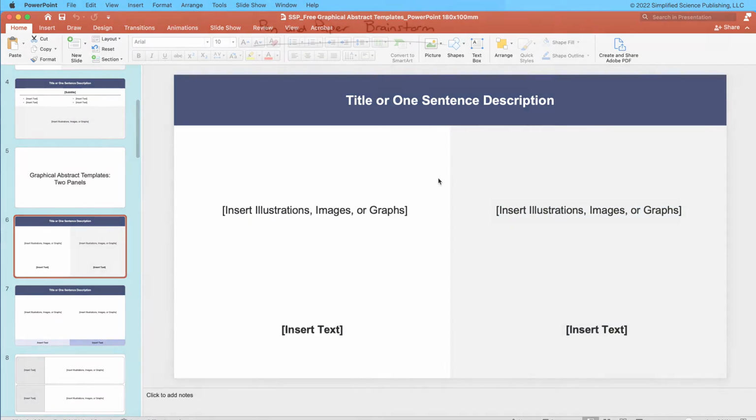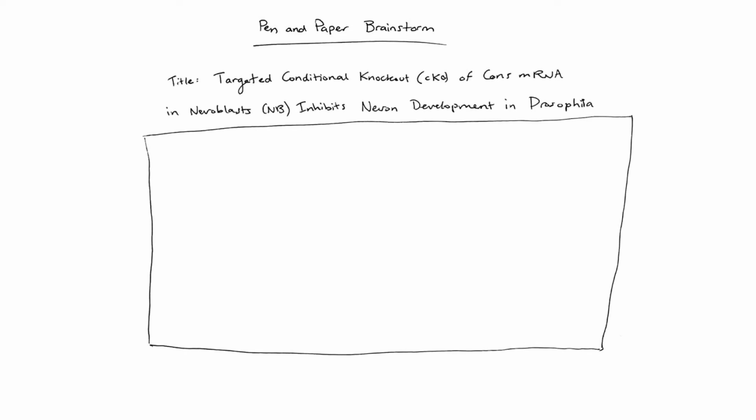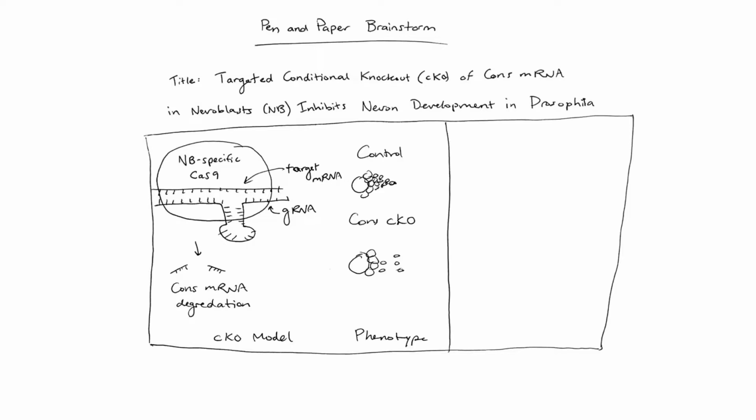So for this tutorial, I want to create a graphical abstract brainstorm that shows a fake research study on how a conditional knockout of Conn's mRNA in neuroblasts inhibits neuron development in Drosophila melanogaster, which is a fruit fly. And the goal will be to show a section showing the methods using this mRNA knockdown, the phenotype resulting from this conditional knockout, and then a graph of the results of the study. So I will want to create a design that shows 2 to 3 panels in this abstract design.